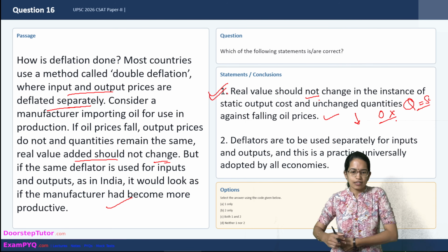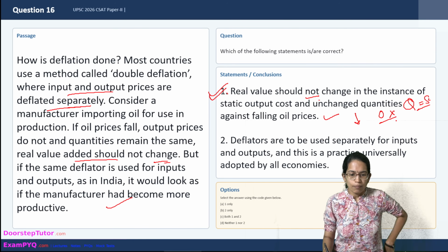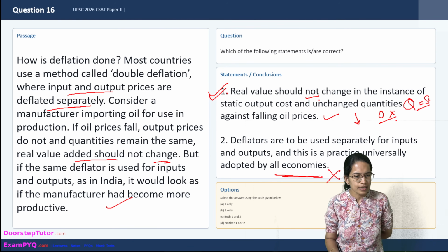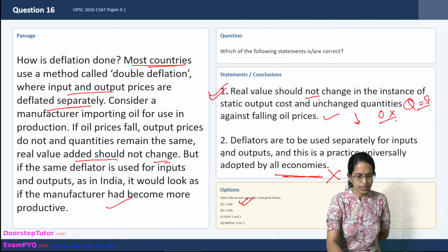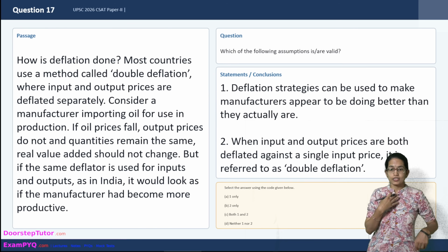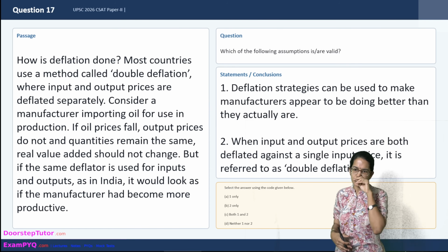Now the second statement, deflators are used by all economies, is incorrect. It says that it is used by most countries. So second is incorrect, one is correct. So one only would be the correct option. The next one here, the same question.